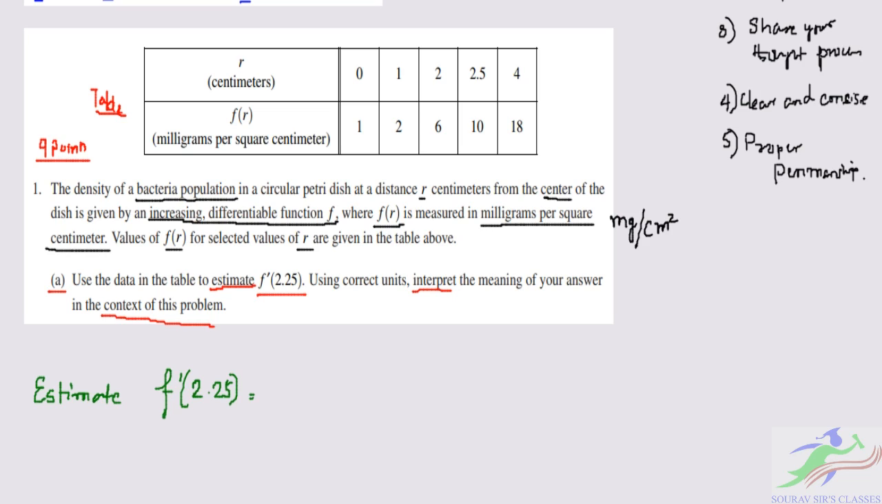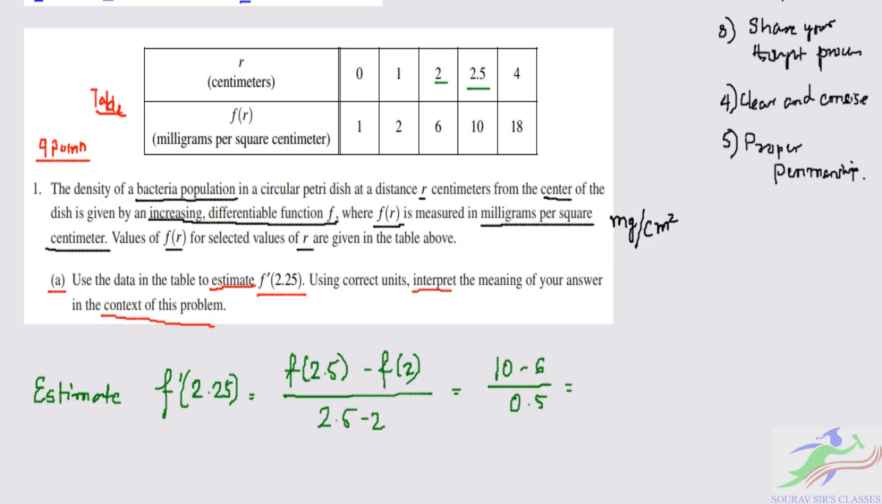How do we find it? We have the values at 2 and 2.5. So we write f of 2.5 minus f of 2, divided by 2.5 minus 2. f of 2.5 is 10, minus f of 2 which is 6, and 2.5 minus 2 is 0.5, so here we get 8. We have estimated the value as 8. Now, in the second part, what is given? Use correct units and interpret the meaning of your answer in the context of this problem.